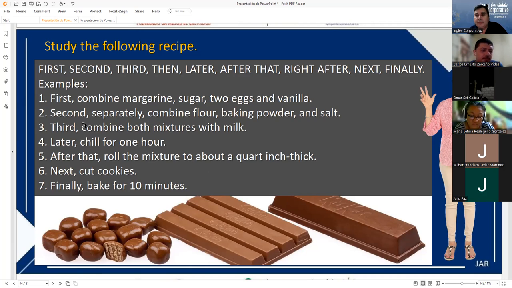Second, separately, combine flour, baking powder, and salt. Salt, excellent. Third, combine whole mixture with milk. Later, chill for 1 hour. After that, roll the mixture to about 1/4 inch thick. Next, cut cookies. Finally, bake for 10 minutes. Excellent. Thank you very much, Carlos.